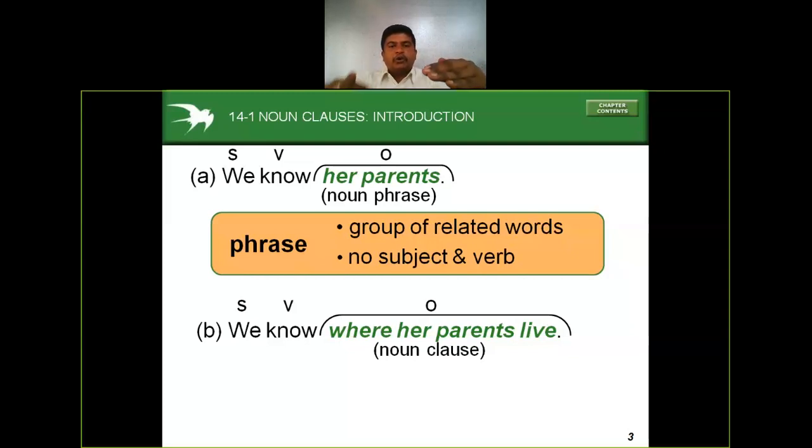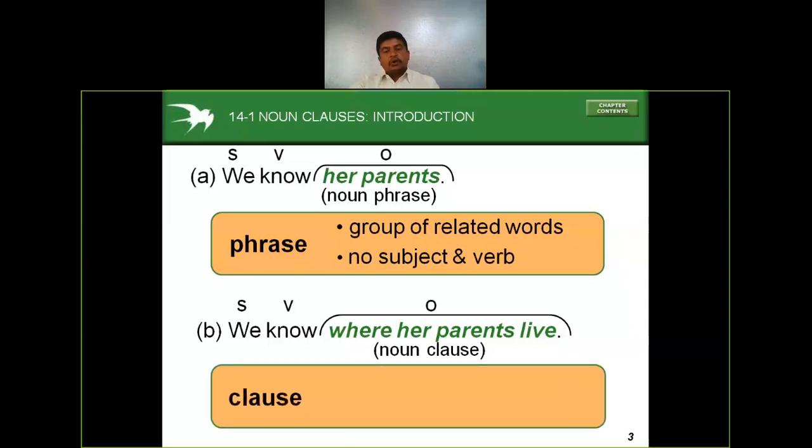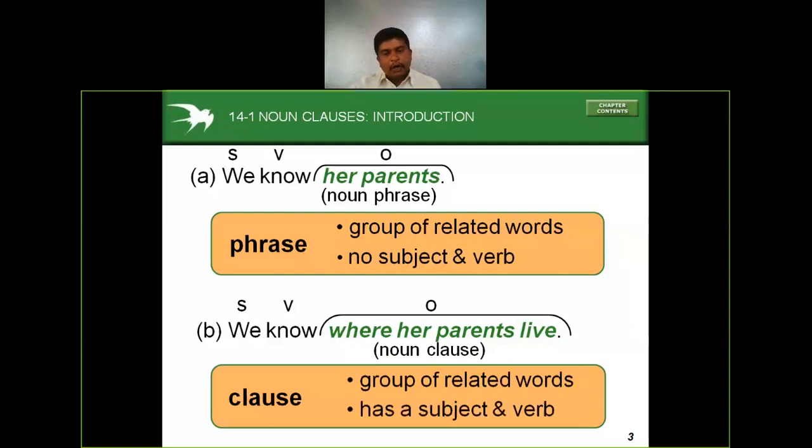What is the difference between a noun clause and a noun phrase? Noun phrase doesn't have a subject, doesn't have a verb. Do you understand? Remember, what is the meaning of noun clause? It's a group of related words. This is also a group of related words. But remember, it has a subject and a verb. Noun phrase doesn't have a subject and a verb. But remember, a clause will always have a subject and verb. This is called a clause.